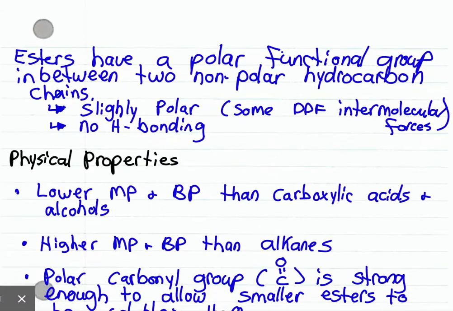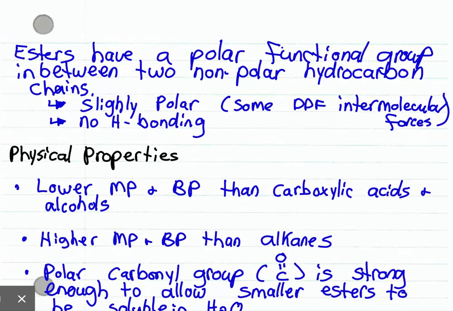When we look at what's going on with an ester, the functional group is polar, but it's in between two non-polar hydrocarbon chains. This means that it's slightly polar. It is going to do dipole-dipole intermolecular forces a little bit, but there's no hydrogens available for hydrogen bonding. I know there's a lot of hydrogens in the molecule, but none of those hydrogens have a partial charge. They're all in non-polar bonds. So there's no hydrogen bonding going to happen in an ester.